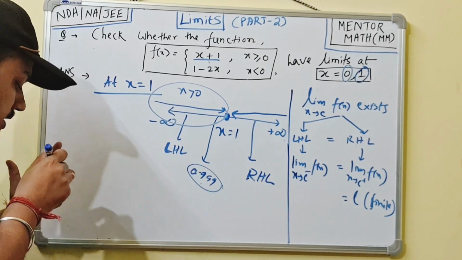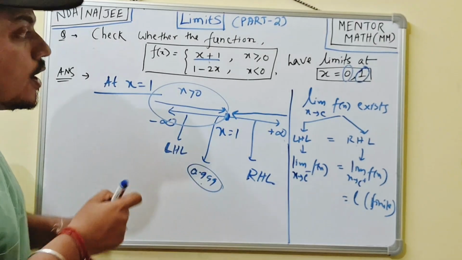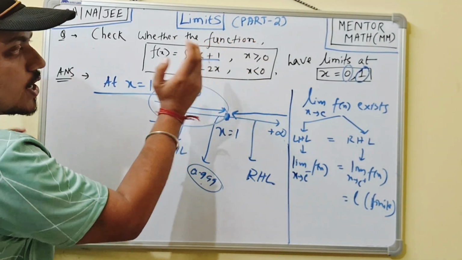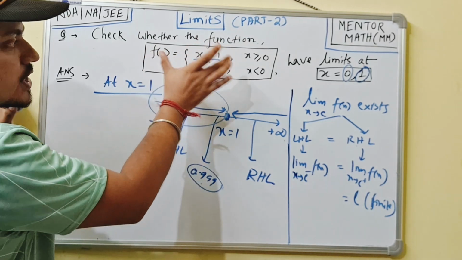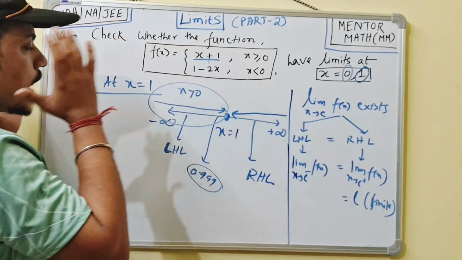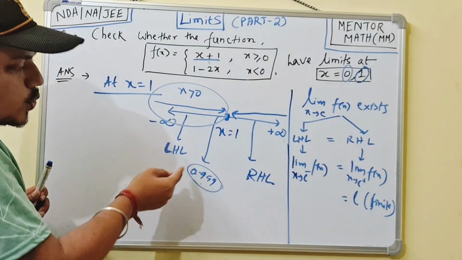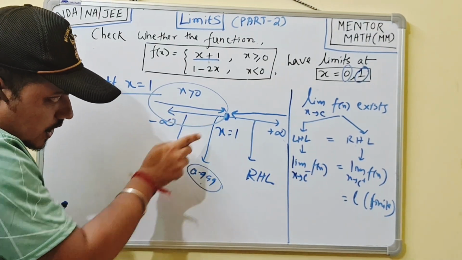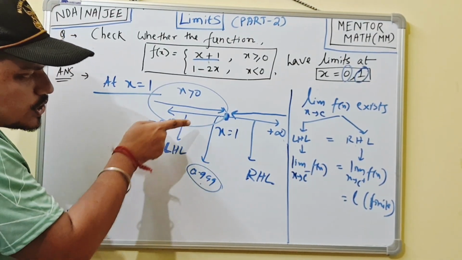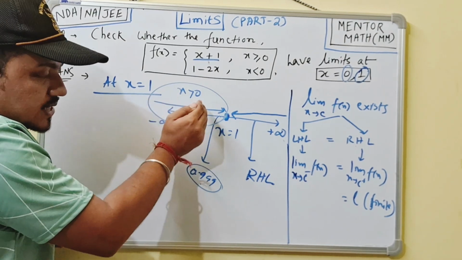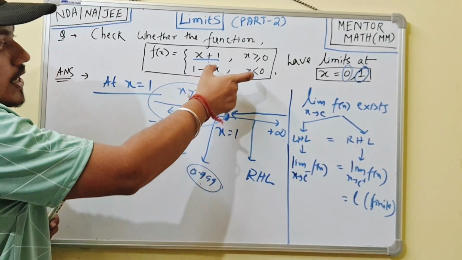So why do you observe whether it is greater than 0 or not? Because according to your question, the function is given and the function breaks at the point 0. So we have to focus on the point 0. That's why whatever value you take here, x equal to 0.999, that value is close to 1 from the left side, and that value is also greater than 0.